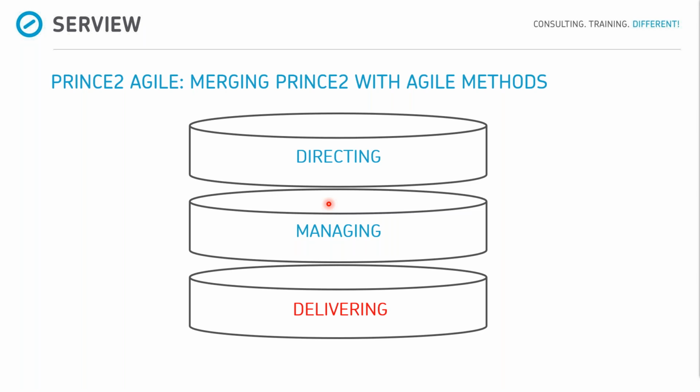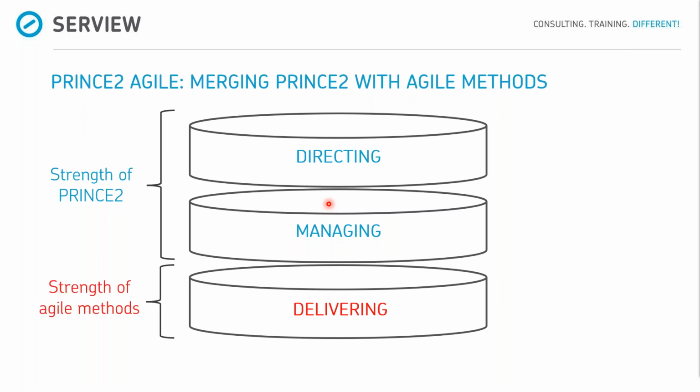Prince2 Agile focuses on the delivering level. So in comparison to Prince2 Agile, Prince2 has a strength on the first and second level, and the Agile methods have their strengths on the delivery level. So Prince2 Agile tries to merge governance from Prince2 with self-organization from the Agile methods. And self-organization is a very important value in Agile.